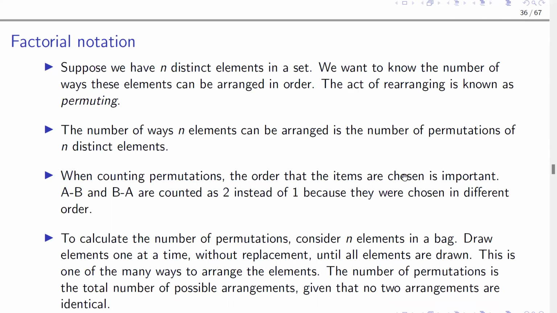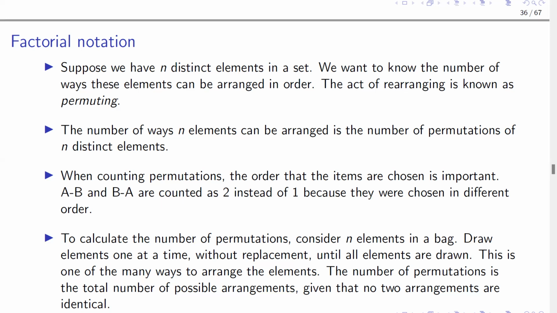Now, let's note that when counting with permutations, the order in which the items are arranged is important. So if there are elements A and B, and then there's B, A, this can represent anything: human beings or objects. When A comes before B, it's a different arrangement from when B comes before A. So we consider these two different arrangements, instead of considering them as one.